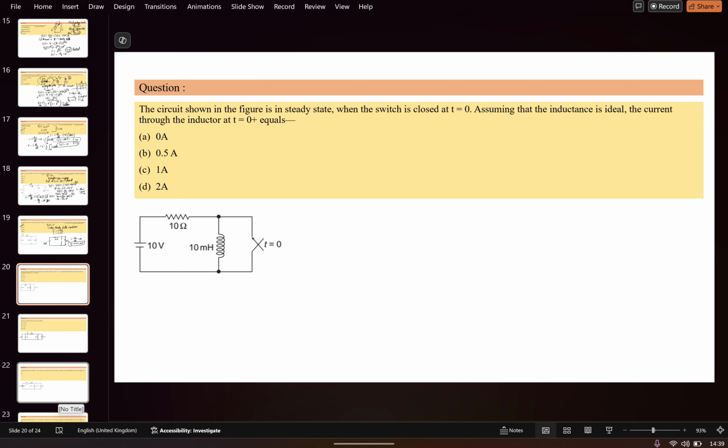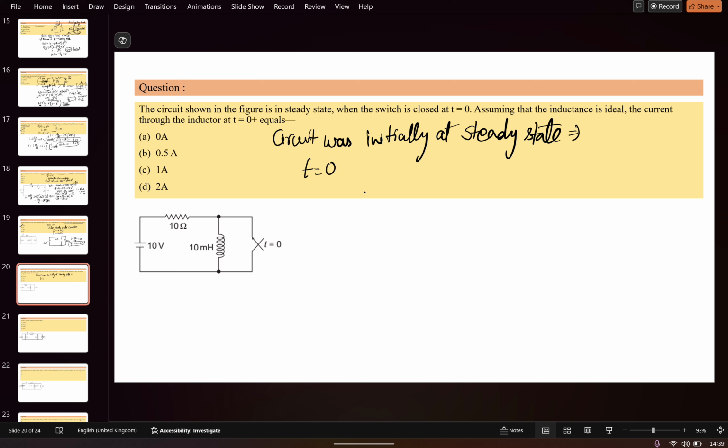In this question, it is asking that the circuit shown in the figure is in the steady state, which means the circuit was initially at steady state. At t is equal to 0, the current through the inductor is asked, at t is equal to 0 plus. At the switching instant t is equal to 0 plus, it moves from the steady state to non-steady state, transient behavior.